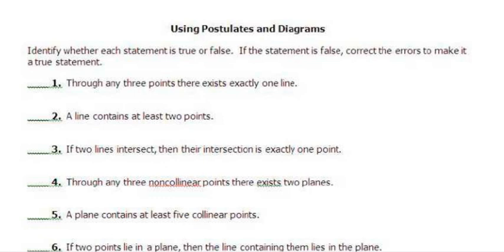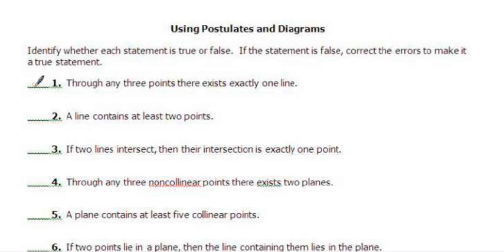Now, we've got some true and false here using these postulates. So I want you to pause after I read each question and then figure out whether it's going to be true or false on your own and check your work afterward. So, number 1, through any 3 points there exists exactly one line. Pause, see if you can figure that out.